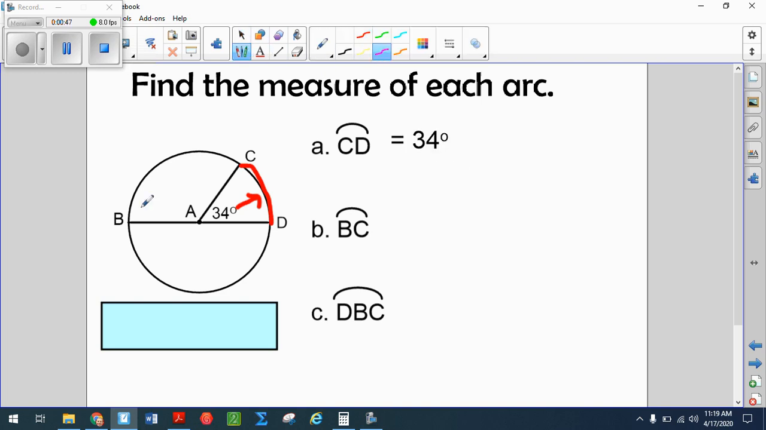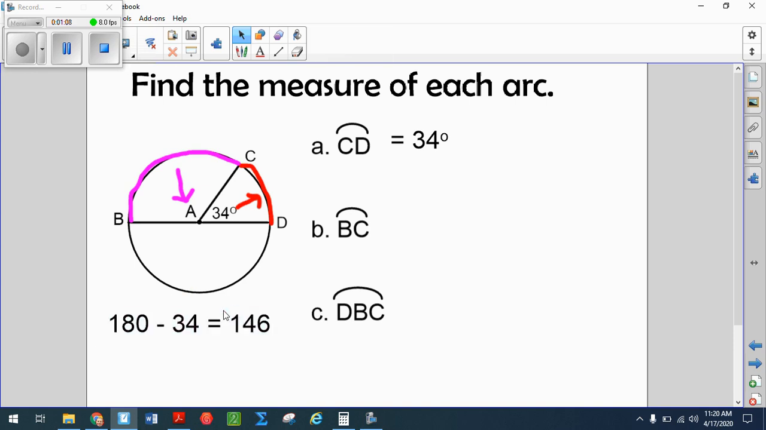Next, I'm going to find arc BC. BC is this arc that's attached right next to, adjacent to arc CD. And that's going to be the measure of this angle inside here, angle BAC. That's its central angle. So that angle BAC and this angle 34 are supplementary angles. They make that linear pair. So we would say 180 minus 34 is equal to 146. So this 146 degrees is where this angle is in the center, which means that's also the measure of this arc, 146 degrees.